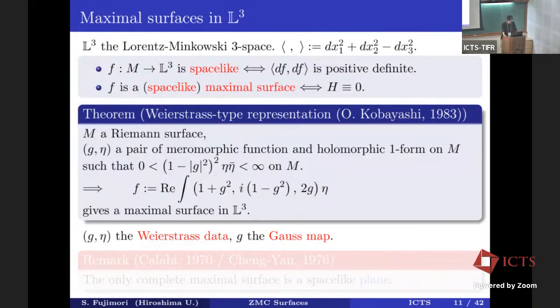And in this setting, we have the Weierstrass-type representation. Let M be a Riemann surface, and let g and eta be a pair of a meromorphic function and a holomorphic one-form such that this holds. Then this F gives maximal surfaces in L3. The difference is here plus, where the minimal surface case is minus, and here is plus. And g and eta are called Weierstrass data, and g is also called the Gauss map.